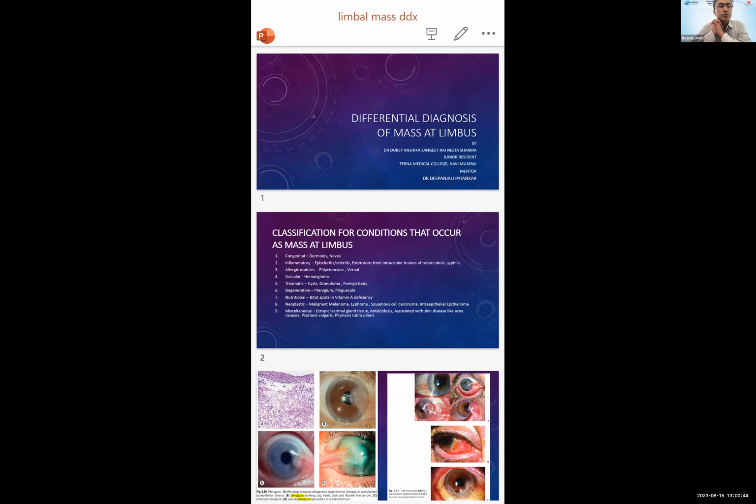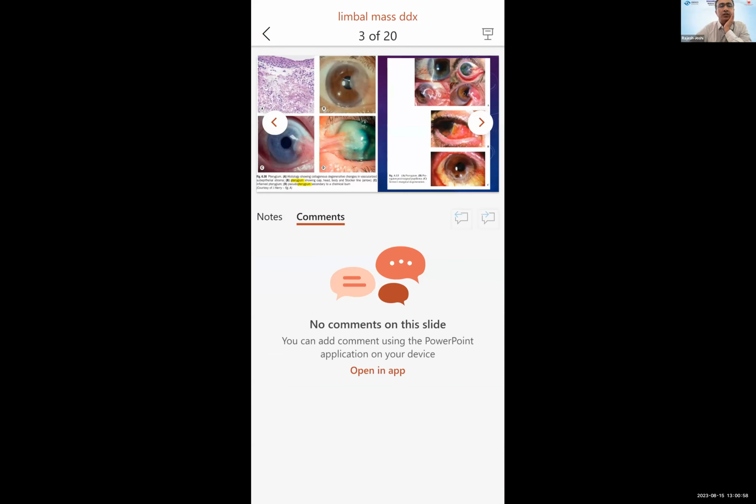Okay, that is fine, but I was expecting ulcerations in the area, increased vascularity. So yes, sir. Okay, sir. What is the most common lesion at the limbus you see? Degenerative conditions are most common.